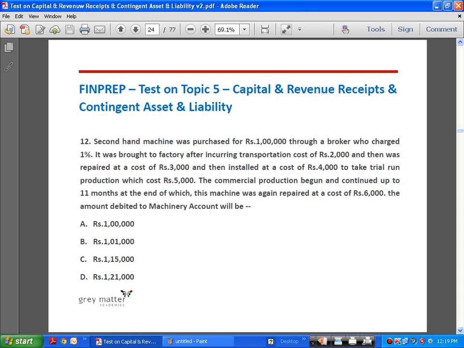And as we saw earlier, the expenses that are incurred on a trial run production are also to be included with the cost of the asset. So now the cost of the asset, or the amount that is to be debited to the machinery account, is 5000 rupees. So I'll just work it out for you.